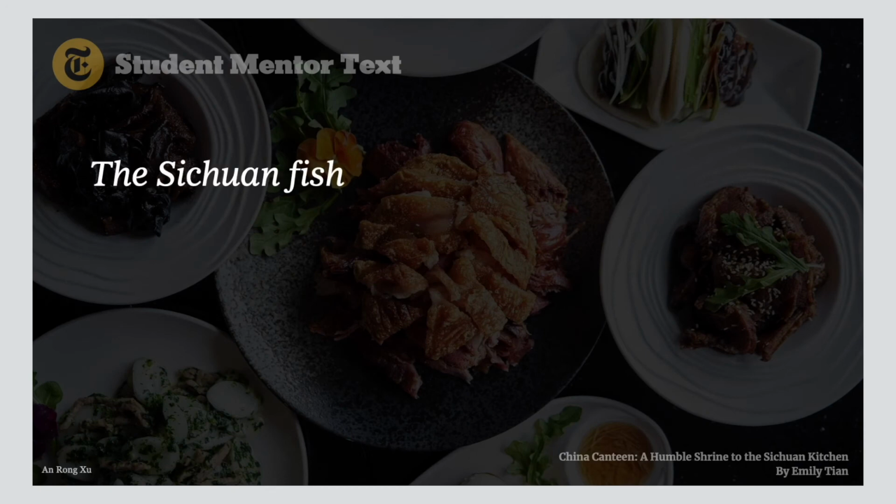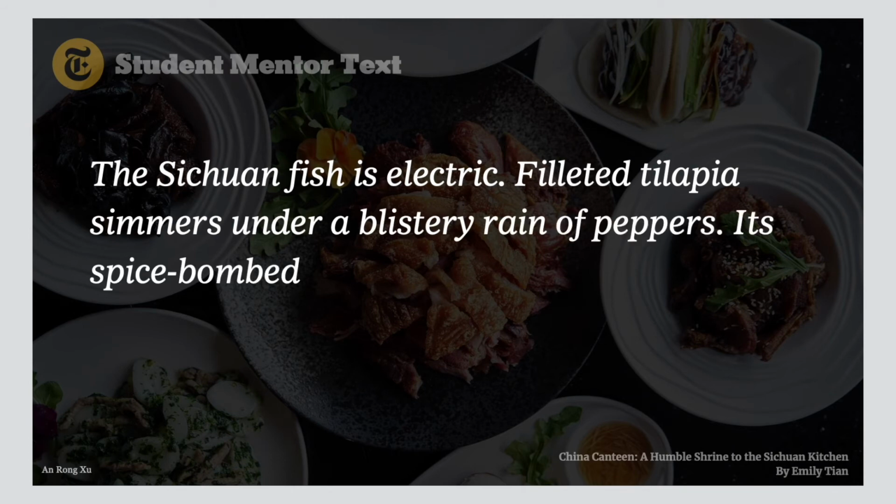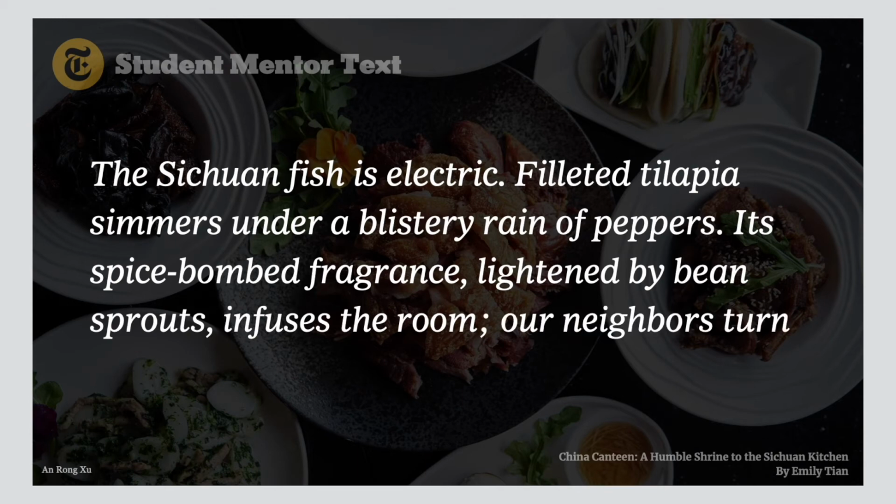The Sichuan fish is electric. The filleted tilapia simmers under a blistery rain of peppers. Its spice-bombed fragrance, lightened by bean sprouts, infuses the room. Our neighbors turn to ask us what we ordered.